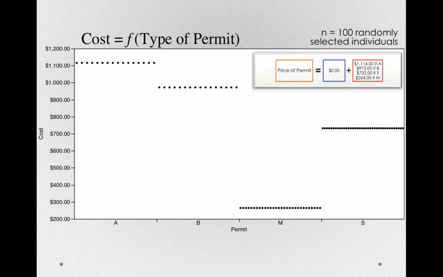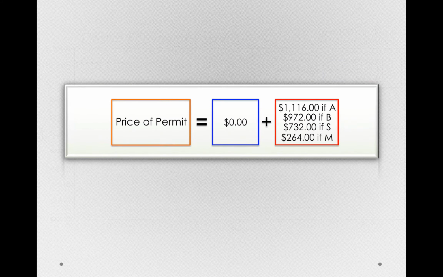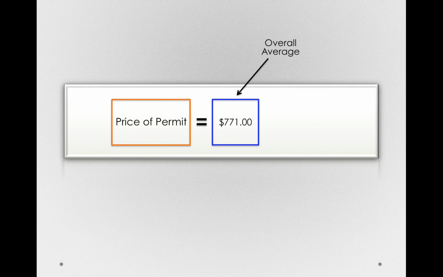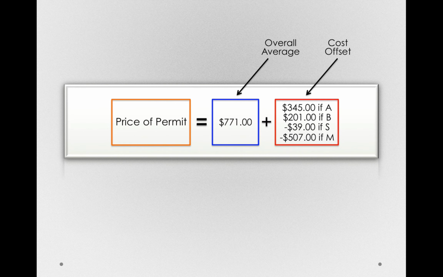But the model I'm going to show you will represent the exact same thing as this model, except we're going to do it in a different way. Let me show you what I mean. Instead of representing the different groups there as the dollar amounts of each permit, what if we represent them as a difference from an average cost? So here's what that would look like. The price of the permit is equal to some overall average, the average amount that permits actually cost for those different categories, plus some cost offset, some difference from that overall average.